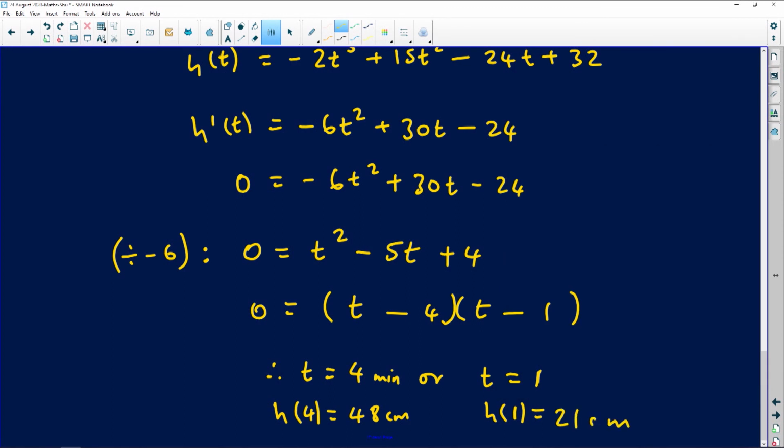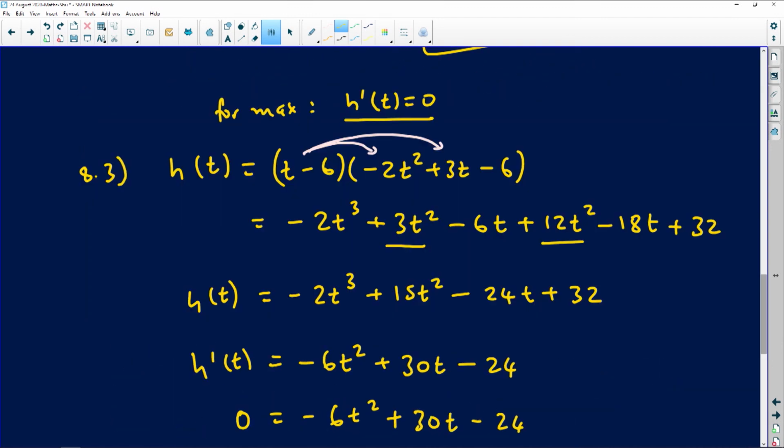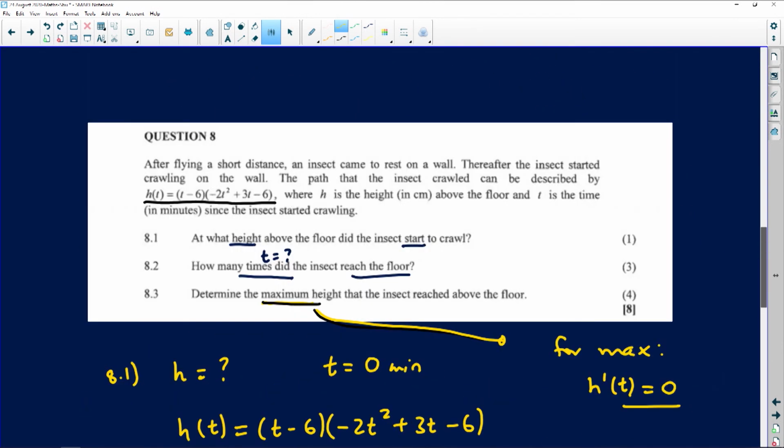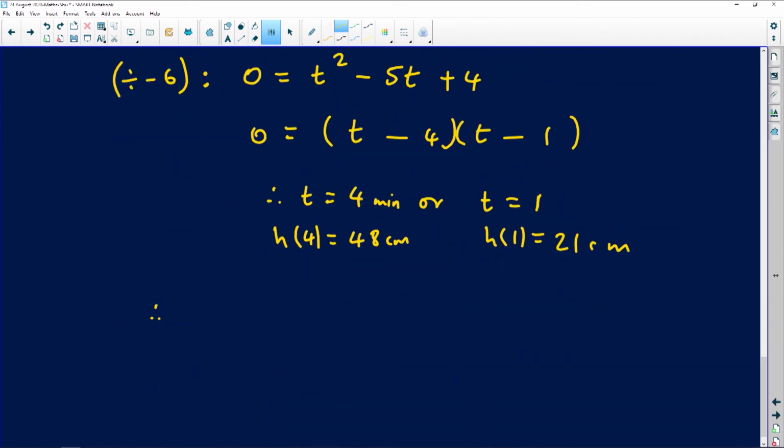So which one is definitely the highest? Well, the examiner was asking the highest height. The highest height will be 48 centimeters when the time is 4 seconds. Let's check and make sure that we're doing the right thing. Find the maximum height that can be reached by this particular insect. So therefore, the maximum height is 48 centimeters. Very, very powerful.